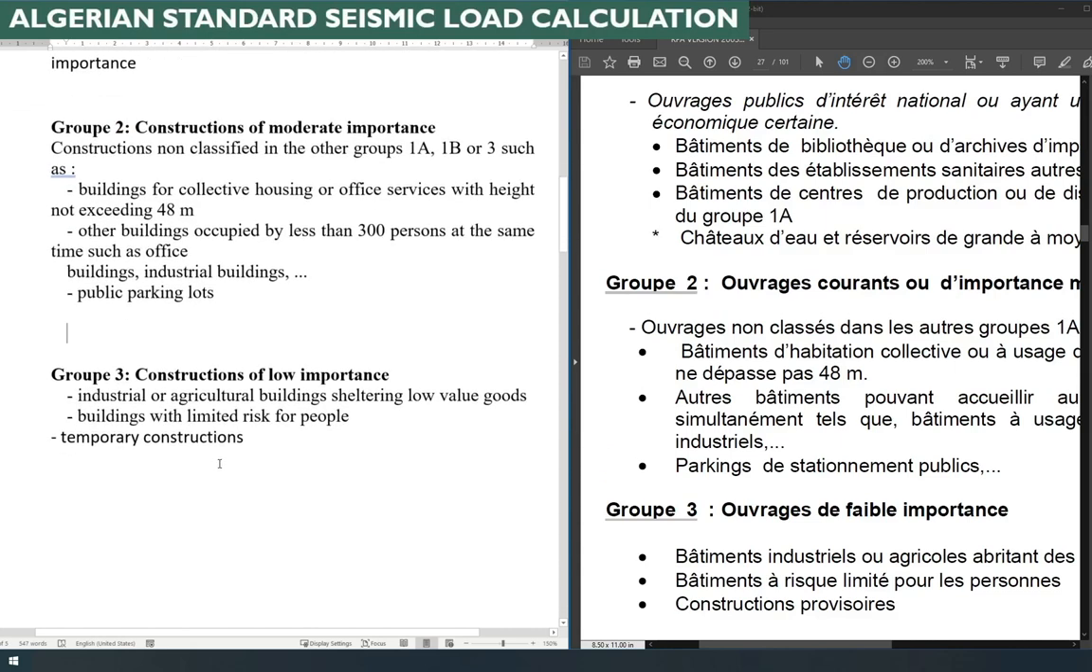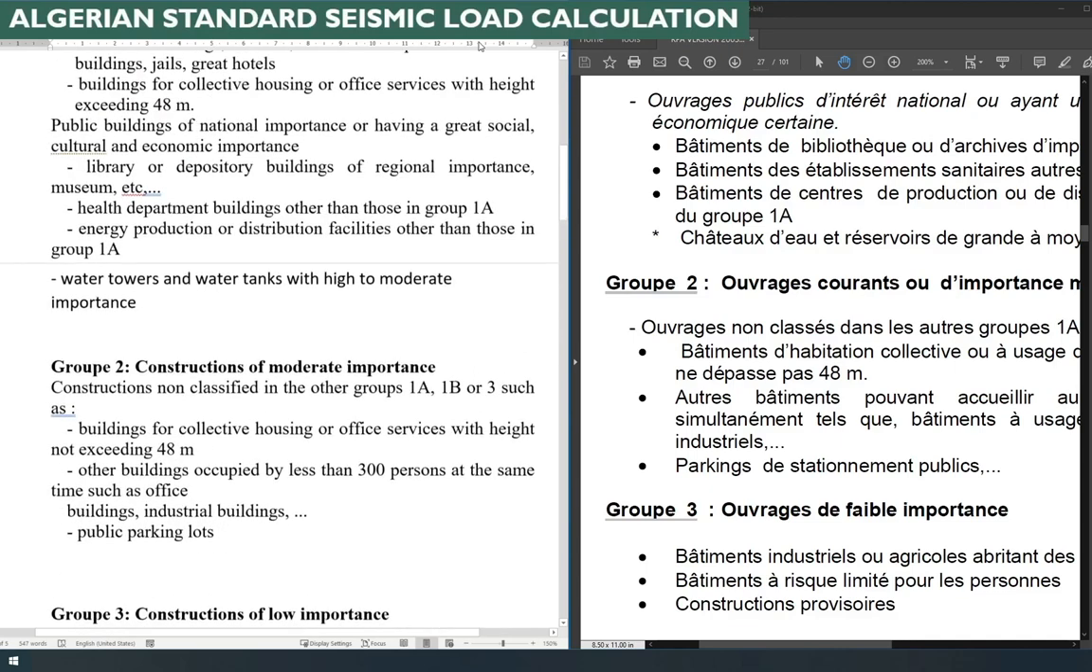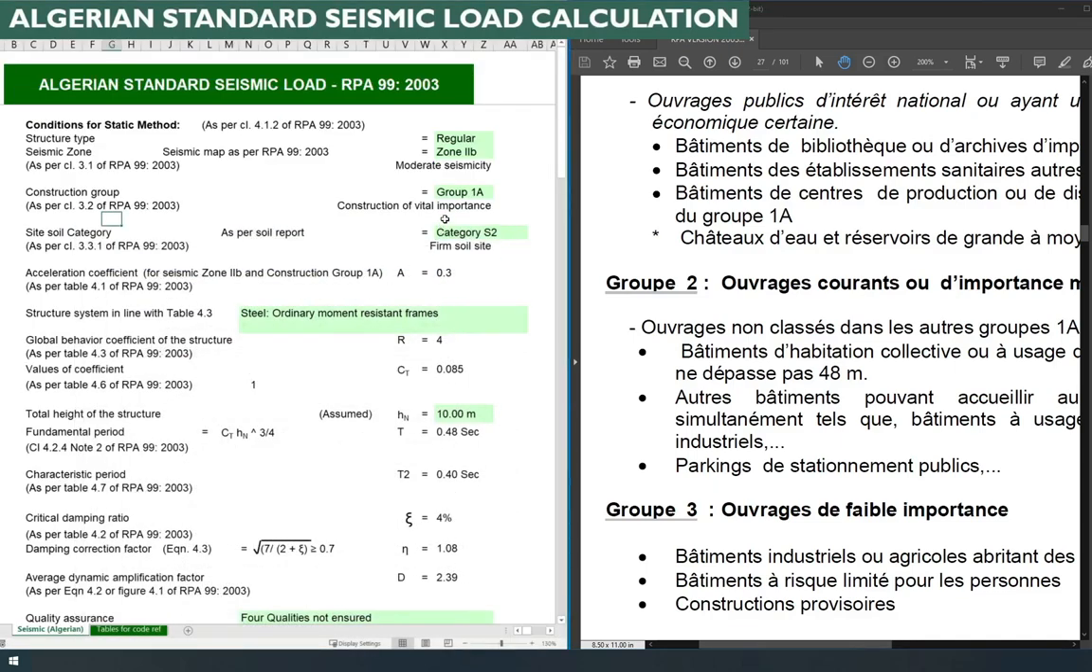For group 3, construction of low importance, these are generally temporary constructions such as garbage godown or storage godown where there are no living beings, and industrial or agriculture buildings sheltering low value goods, buildings with limited risk for people. So these come under group 3. So now I am selecting here group 1A, that is construction of vital importance, for our demonstration purpose.